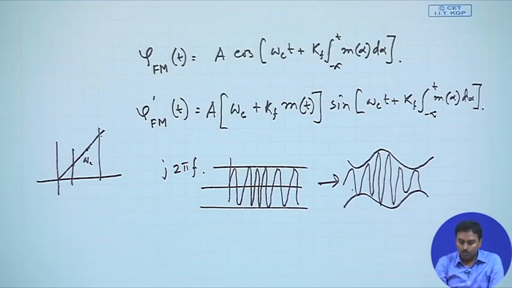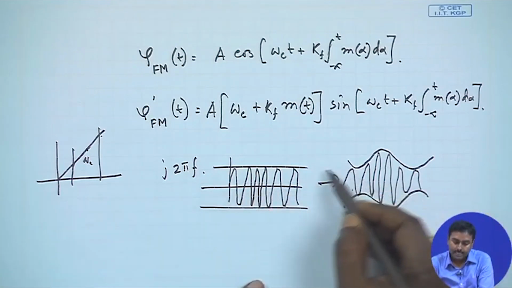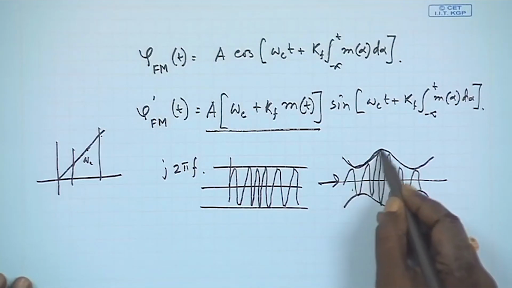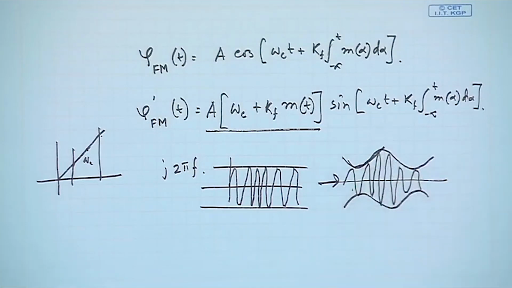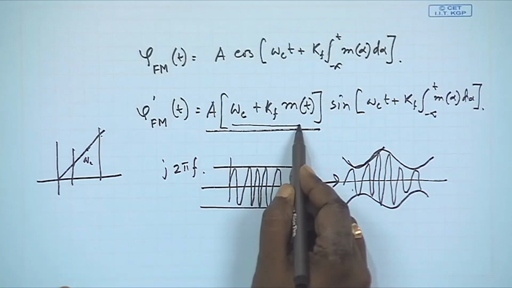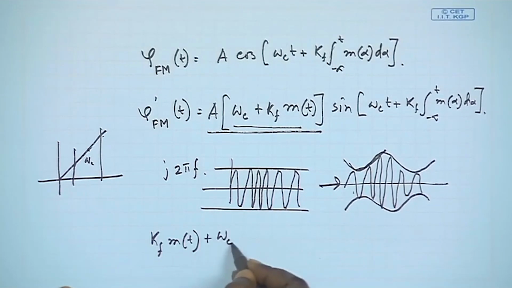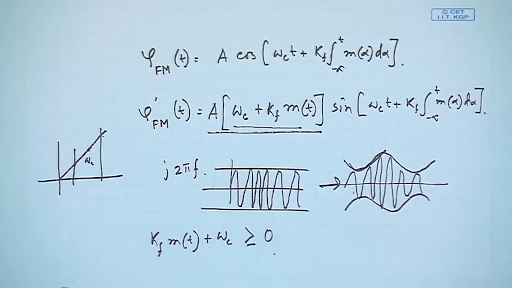So, what we can see is that the message signal is almost in the envelope. So, all I have to do now is envelope detection, nothing else. As long as I can ensure that envelope detection gives me the signal back, as long as this is not doing a zero crossing. We have already learned that in AM modulation. So, what is the condition that this will not be crossing 0? If this remains always positive, that means I have to write Kf m(t) plus omega c must be greater than 0, right. This is something I will have to write.